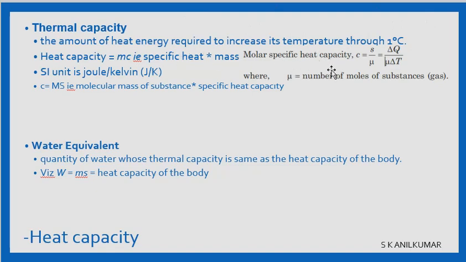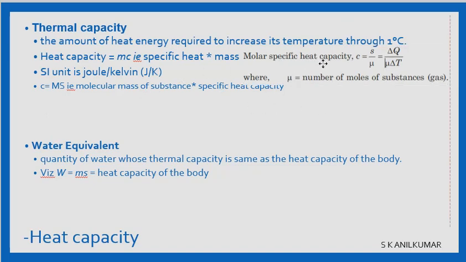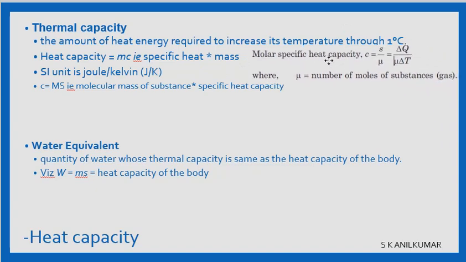Molar heat capacity is S by mu, the molar specific heat capacity. It is measured in joule per Kelvin. C equals ms, where m is the molecular mass of the substance times the specific heat.